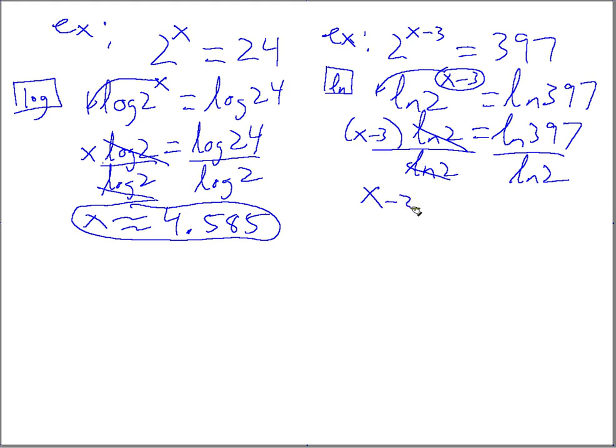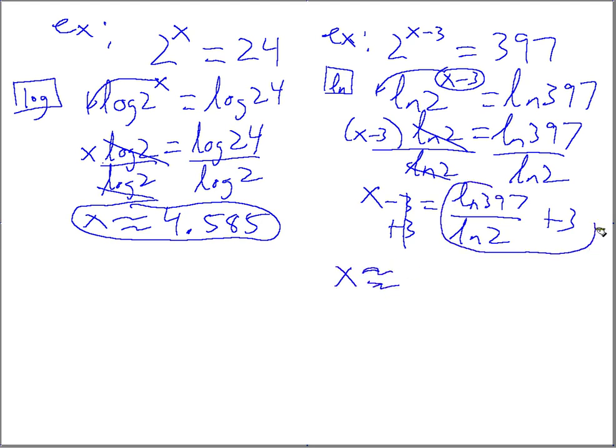So you have x minus 3 is equal to this number, whatever it is. We can punch it into the calculator, that's just a decimal number: ln 397 divided by ln 2. And now just add 3 to both sides to finish off solving for x. So x is going to be approximately what? This is the actual solution, but let's punch it into the calculator, rounding again to 3 or 4 decimal places. I'll use ln this time. So 397 natural log divided by 2 natural log is going to be 8.63, but I'm going to add 3 to that.